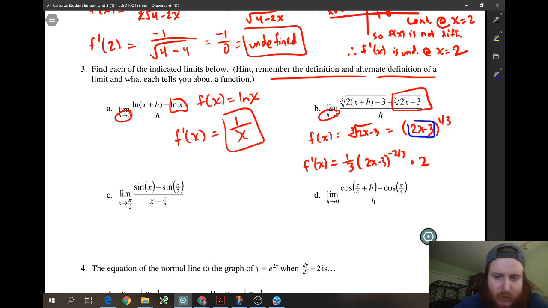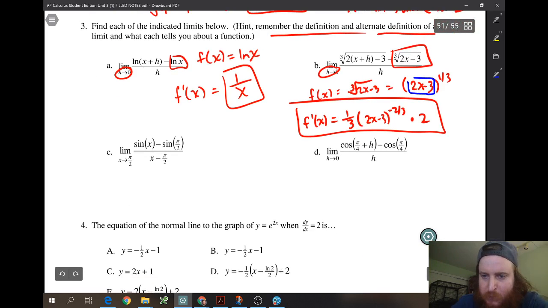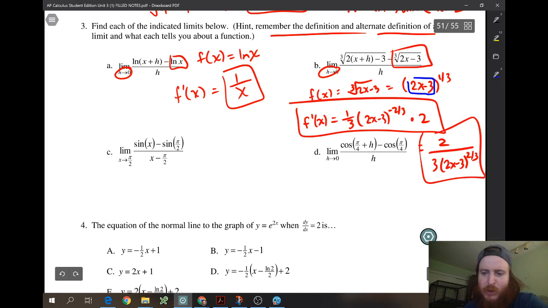And I'm okay with you guys leaving it like this on free response. That's perfect on free response. Now, if this was multiple choice, it would probably be 2 over 3 times 2x minus 3 to the 2/3. It would probably look like that for multiple choice. Normally on multiple choice, they honestly don't put the radicals back in.